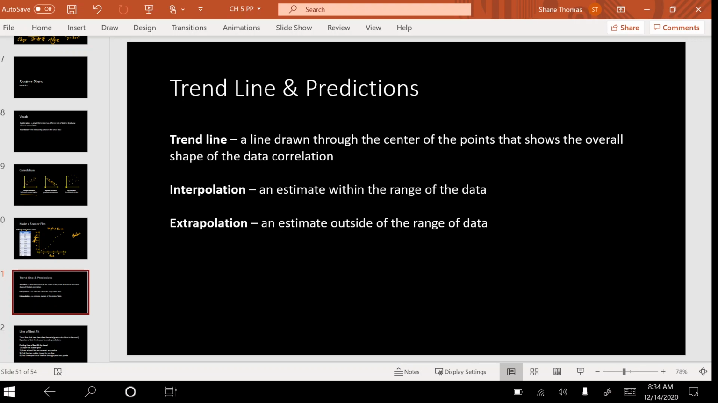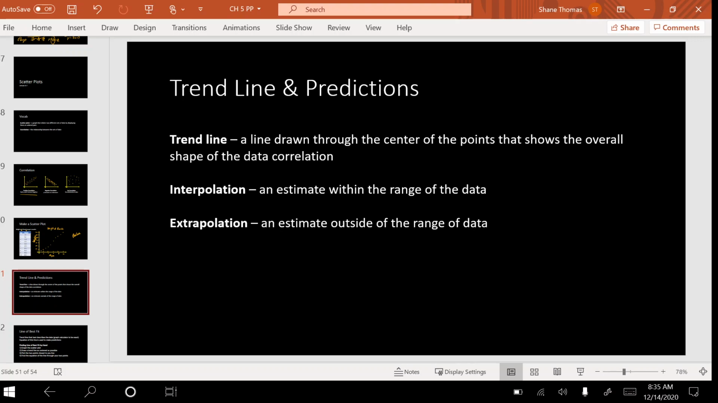We are going to have two things. Trend lines. A trend line is a line drawn through the center of the points that shows the overall shape of the data correlation. Then we have two words, interpolation and extrapolation. Interpolation is an estimate within the range of the data. Extrapolation is an estimate outside the range of the data. You need to remember what those two are. Inter is inside. Extra is outside.